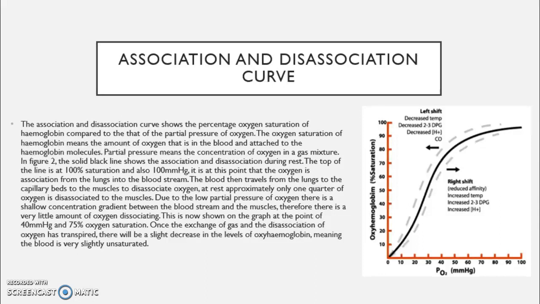At rest, approximately only 1/4 of oxygen is dissociated to the muscles, and due to the low partial pressure of oxygen, there is a shallow concentration gradient between the bloodstream and the muscles. Therefore, there's a very small amount of oxygen dissociating. So this is shown on the graph at the point of 40 mmHg, or 40 millimeters of mercury, and 75% oxygen saturation. So if you go up there.